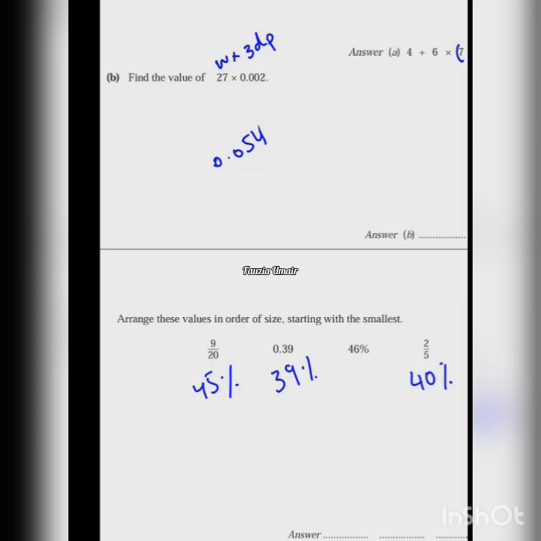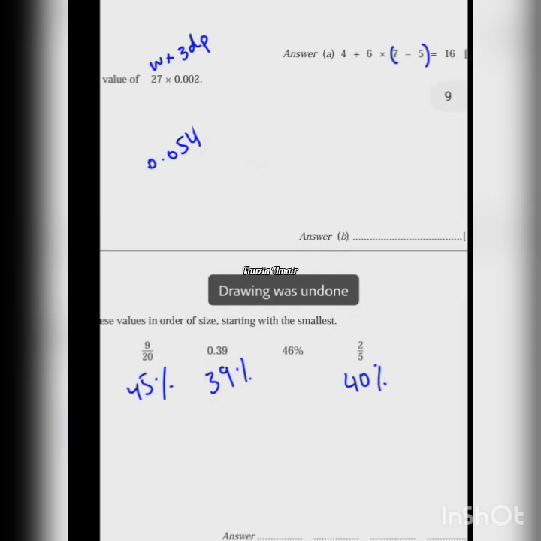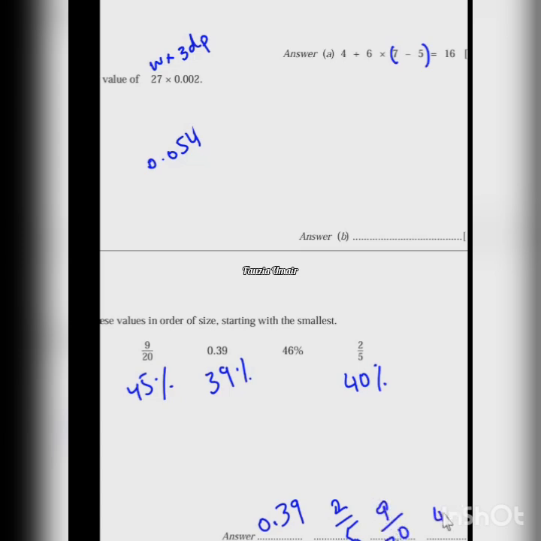So which one is the smallest? 39%, that is 0.39. But you have to remember, while arranging, to write the numbers as given in the question. So 0.39, then 2/5, then 9/20, and lastly 46%. Okay.